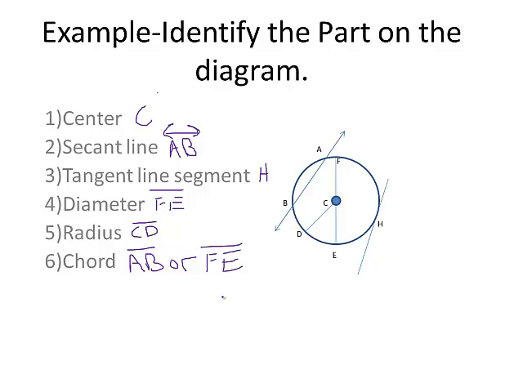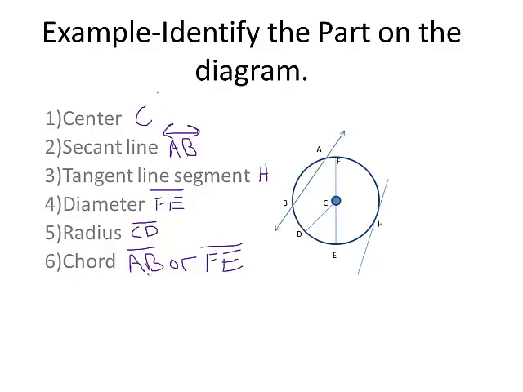There are a couple multiple answers for a few of these, but center I labeled as C. Secant line, it's AB, so we have the 2 points A and B, and remember you have to have the notation of the line on top of the 2 letters. We have tangent line segment, which is H, that's labeled here. We have the diameter FE, or EF, it does not matter. We have a radius, there's multiple different ones, I just picked CD, because that's one.